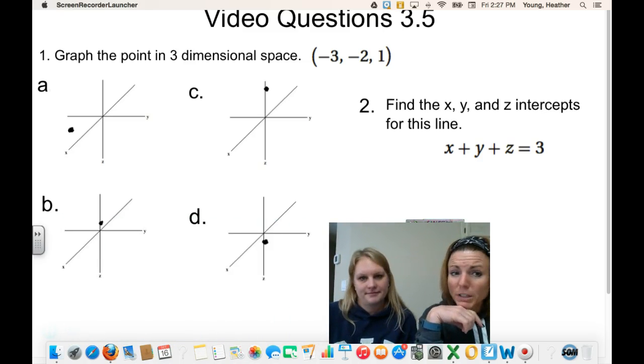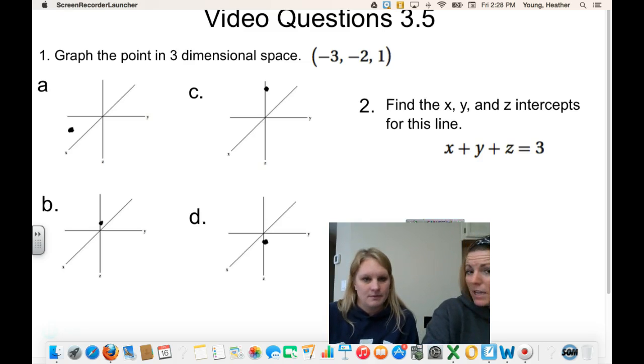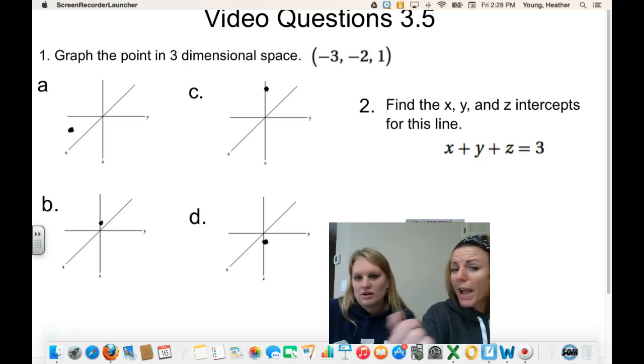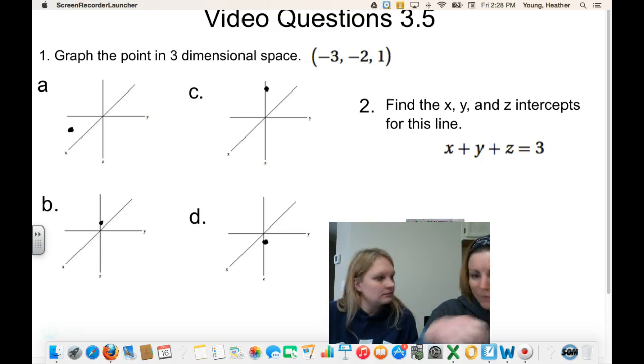Notice on number 1, it says graph the point. There's the point. Which one is right: A, B, C, or D? And here on the next one, we're just finding the intercepts: X, Y, and Z intercepts. You don't have to graph it.